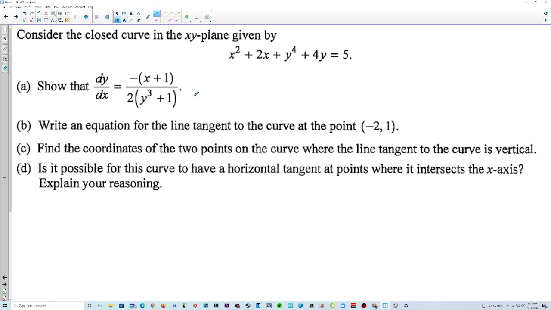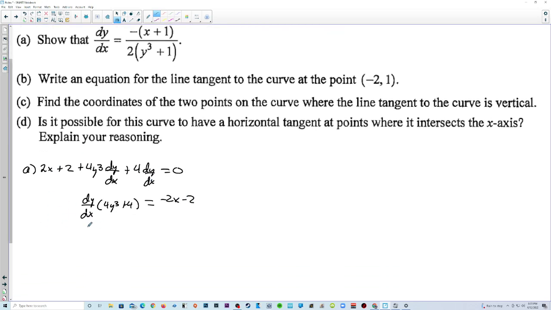Consider the closed curve in the xy plane given by that equation. Show that the derivative is all of that. So A, 2x plus 2 plus 4y to the third dy/dx plus 4 dy/dx is equal to 0. So let's factor out a dy/dx. 4y to the third plus 4 is equal to negative 2x minus 2. So we'll move those over.